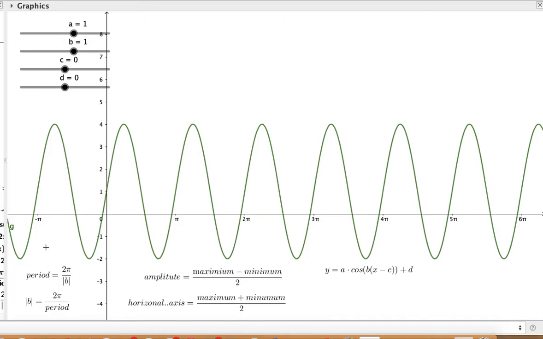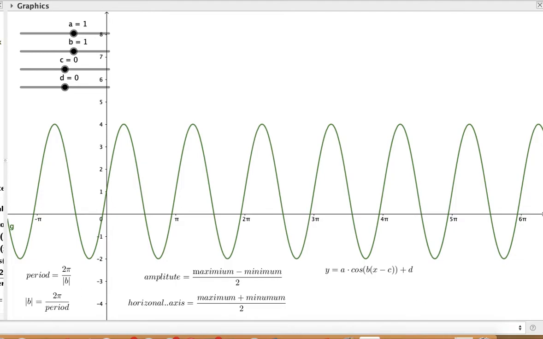We are able to get the amplitude simply by taking our maximum minus the minimum divided by 2. Our horizontal axis, and now remember that was the vertical displacement, sometimes it's called, is how much we move it up, is going to be our maximum plus our minimum divided by 2. So that doesn't change for the cosine wave. So let me get started here.